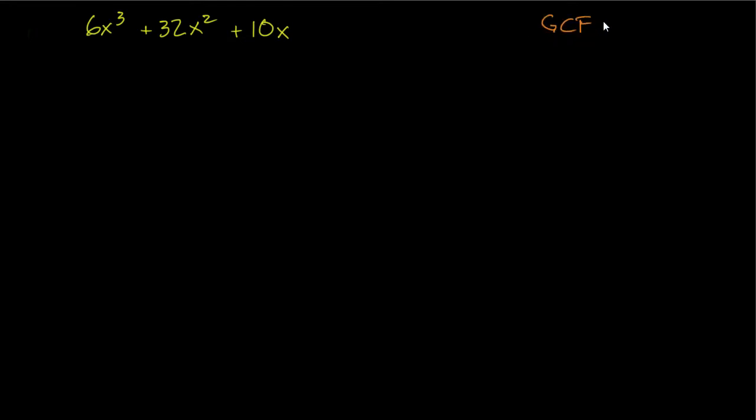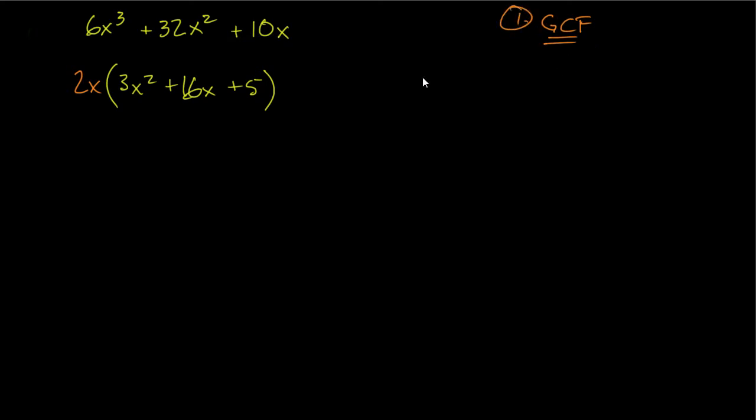I'm going to start by trying to factor out a greatest common factor. So when I look at this expression, I can tell that 2 goes into all these numbers because they're all even, and there's an x that could be a factor of each of the terms because there's an x in each term. So I'm going to factor out 2x to begin with. That leaves me with 3x squared plus 16x plus 5. So I always start by looking for a greatest common factor.